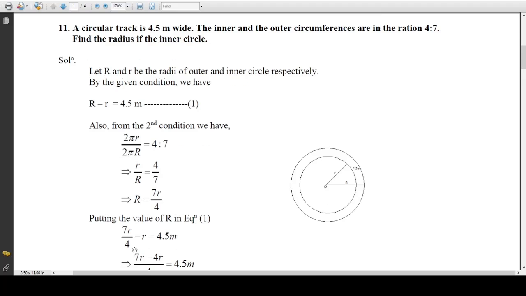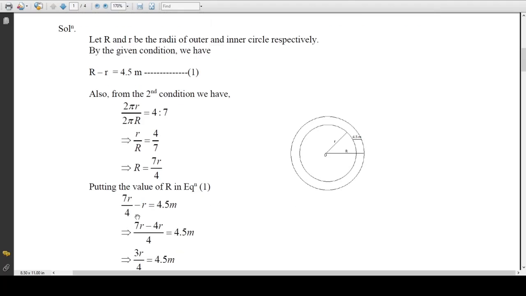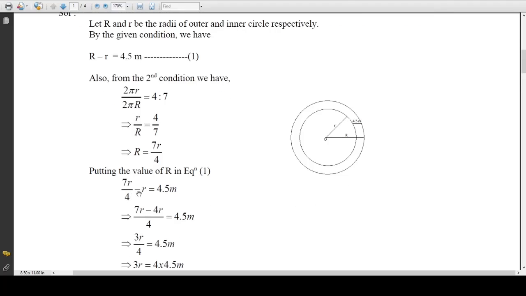Instead of R, we can write 7R by 4 minus this small r will be equal to 4.5 meter. Then you can take the LCM of the denominators, that is 4 and 1, LCM is 4. 4 divided by 4 is 1. 1 multiplied by 7 is 7R itself. Minus, now next you have to divide the denominator. LCM divided by denominator, that is 4 divided by 1 is 4. 4 multiply R is 4R.